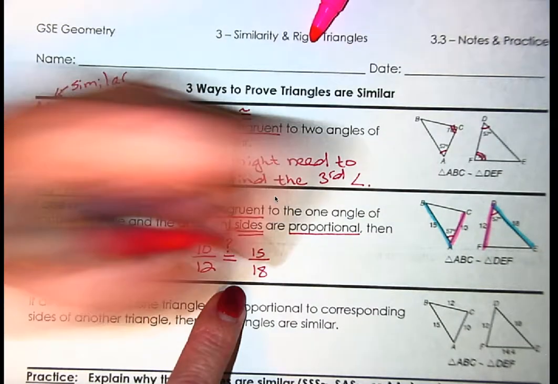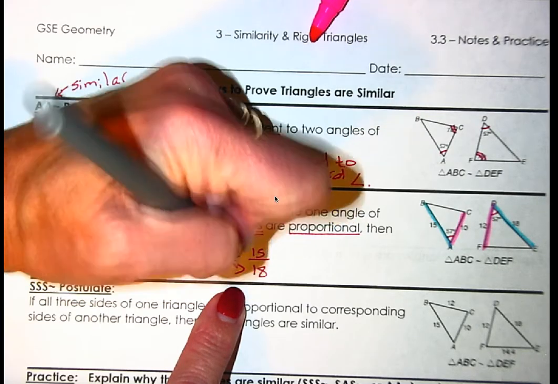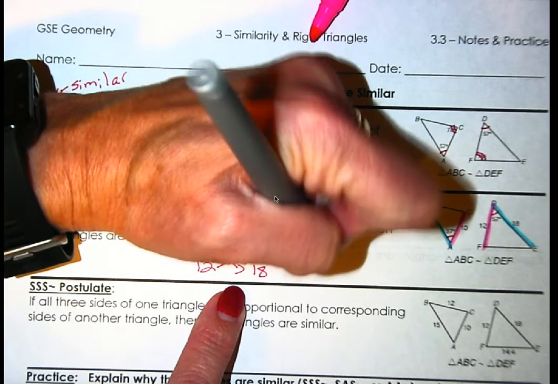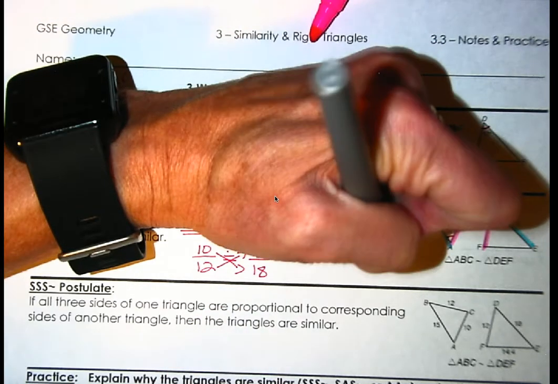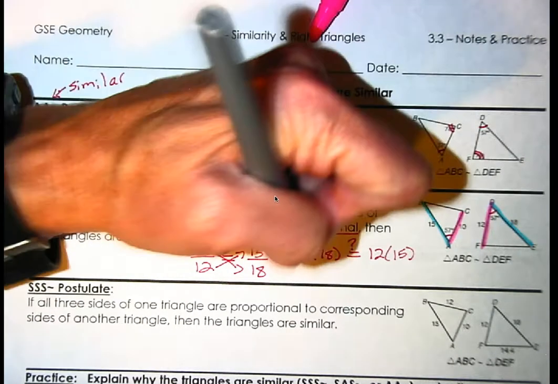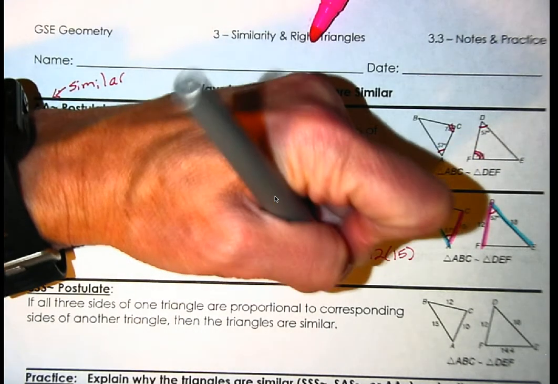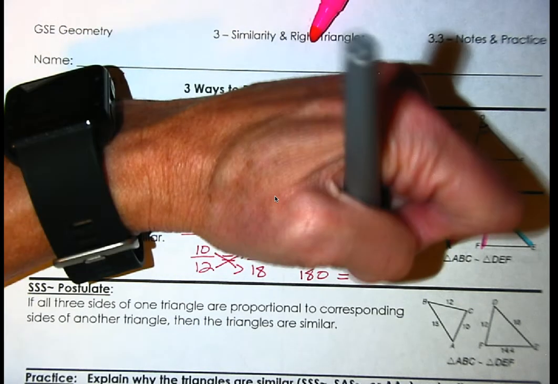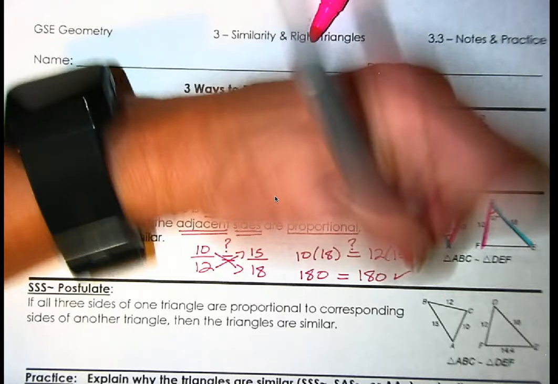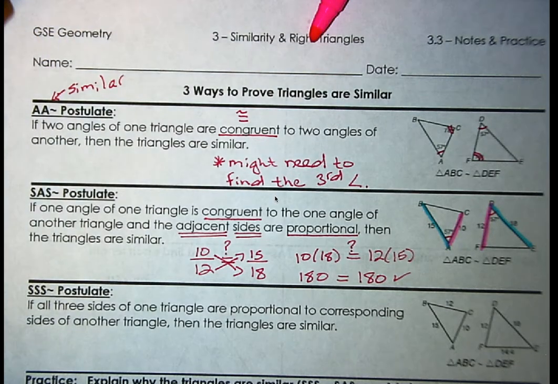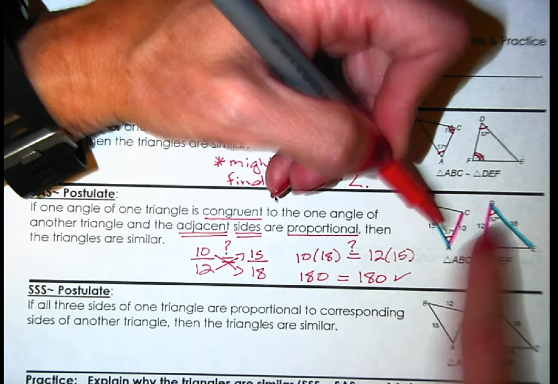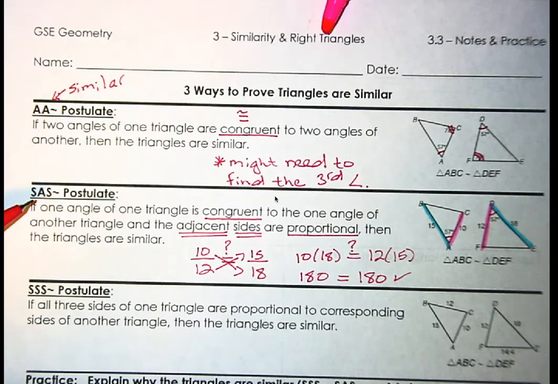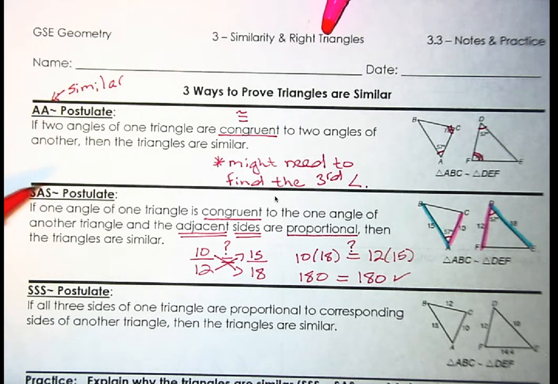So when I cross multiply, I'm going to get 10 times 18, and I want to know, does that equal my 12 times 15? Well, 10 times 18 equals 180, and 12 times 15 also equals 180. That means those 2 sides are in proportion. So since I have my two adjacent sides and this angle that's included between them is congruent, then that falls into my side angle side. Remember, this is not the same side angle side postulate from our congruent triangle unit.